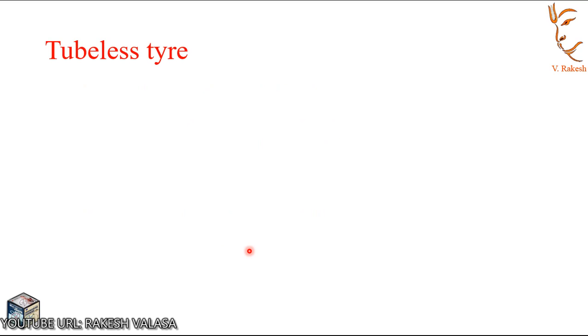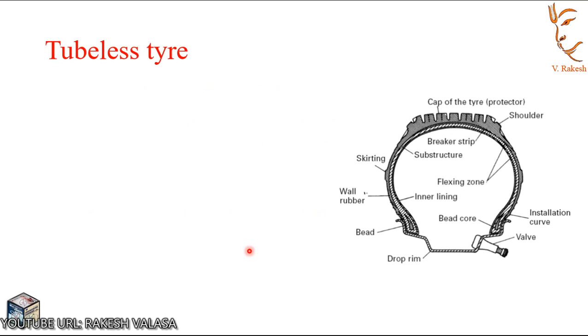Next one is tubeless tires. In this, we are not using tubes. In the place of tube, we are using inner linings for filling the air.